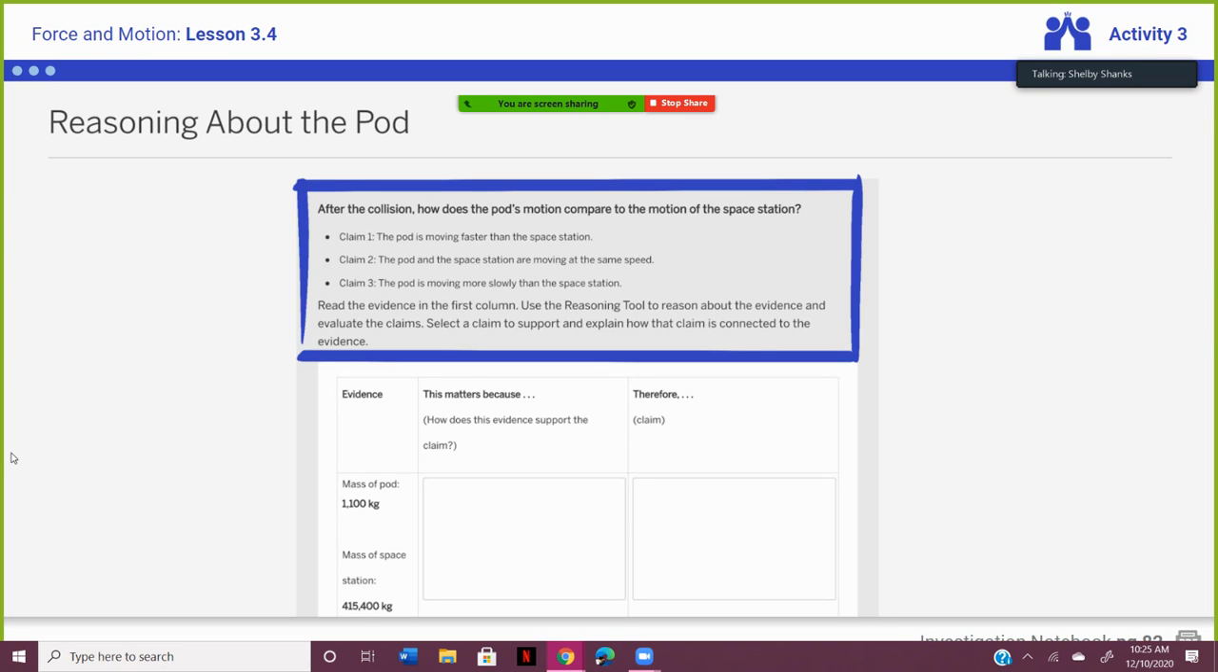I would suggest right now, make sure you're in Amplify. You're in tab 3, and I would suggest looking at this evidence. You're given the mass of the pod, you're given the mass of the space station. I want you to pick the claim that you think you can best support and put that claim in this therefore column.